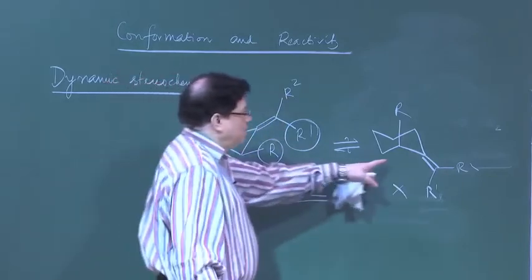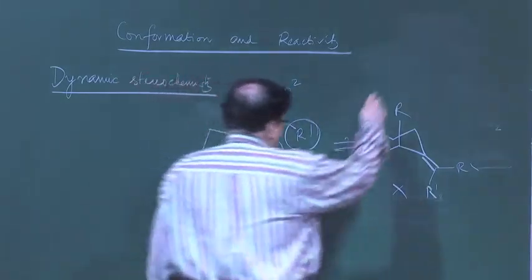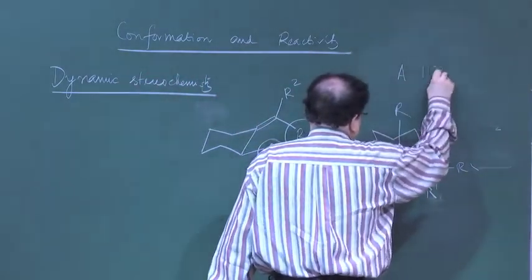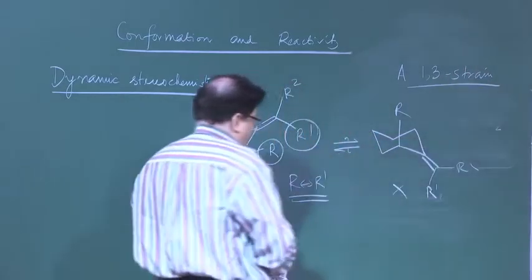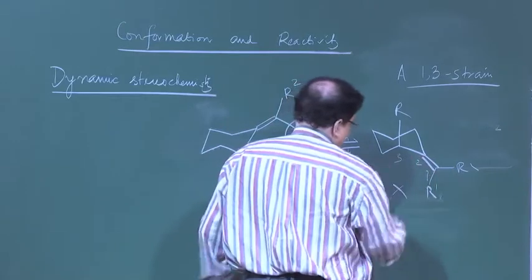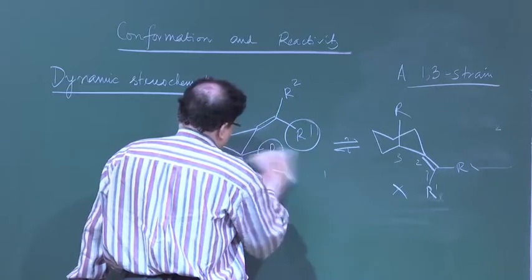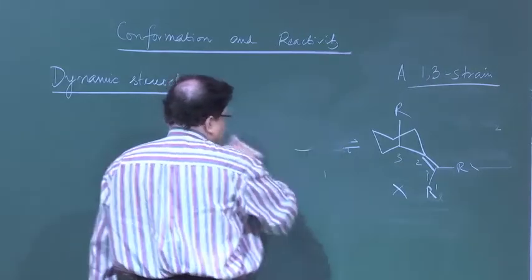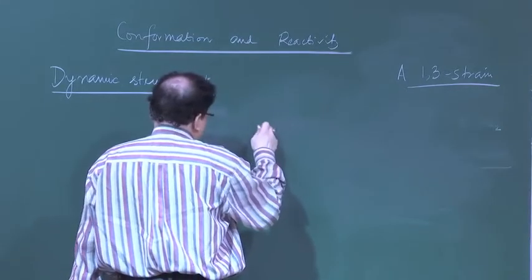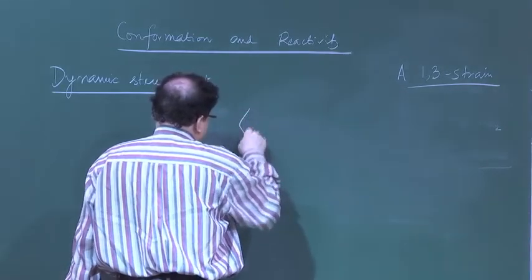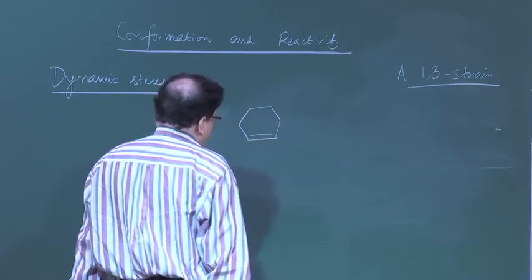So, there is a significant amount of this axial conformer, and this is what is called A13 strain. Okay. Now, because this is 1, this is 2, this is 3, that is the origin of the name. Now, there is another one that is called A12 strain, if the double bond happens to be inside the ring. So, if the double bond is inside the ring, that means you are talking about a cyclohexene. Okay.